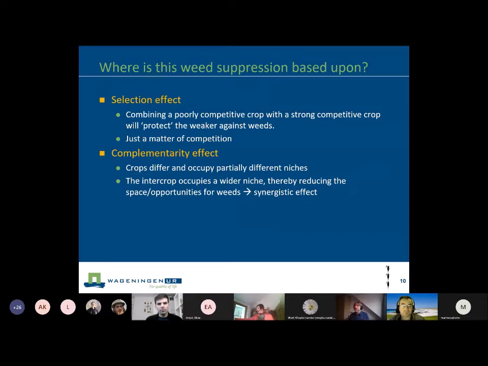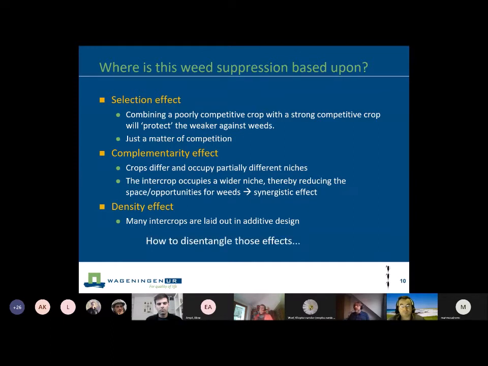So it's typically a synergistic effect. On top of that, we should also not forget that the result might be due to a density effect, because many of the intercrops are laid out in an additive design, meaning that in fact the relative density of the intercrop is higher than the density of the component crops. So the question is how to disentangle those effects to see what actually is going on.